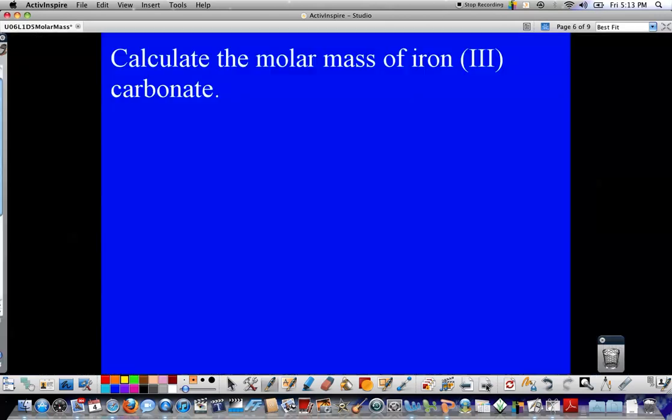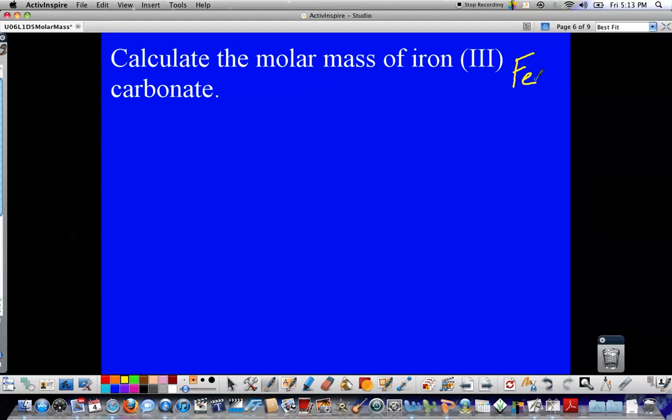For our next example, calculate the molar mass of iron(III) carbonate. Looking at the name, I know it's an ionic compound because it has a metal in it. And I know specifically that that metal is a transition metal because the name uses a Roman numeral, and only transition metals use a Roman numeral. So to figure out the formula, we have to figure out the ions first.